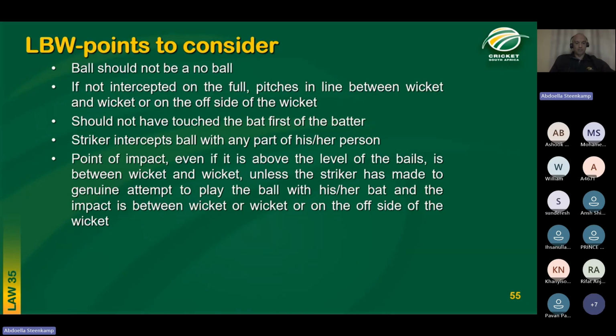between wicket and wicket. And then lastly and importantly, all these points are important, but in your opinion, the ball would have gone on to hit the wicket. And if there's an appeal and you've gone through these 6 bullet points and you've ticked all of them, give the striker out LBW. If you've only ticked 5 and that last bullet point you don't think it would have gone on to hit the wicket, you go not out.